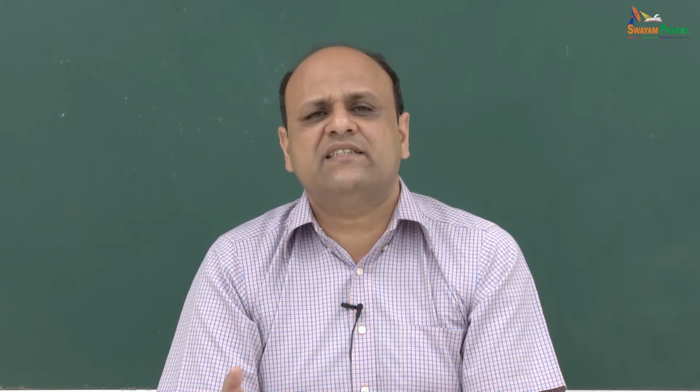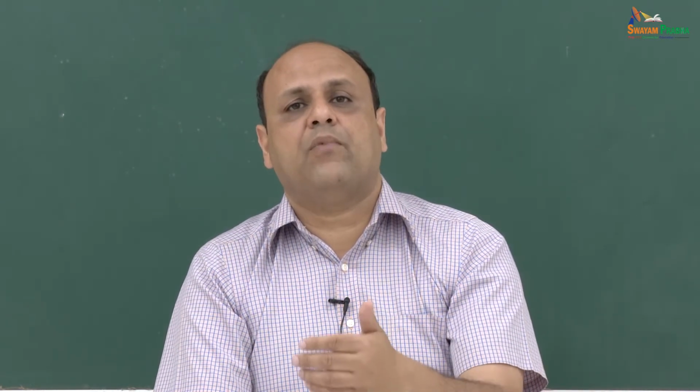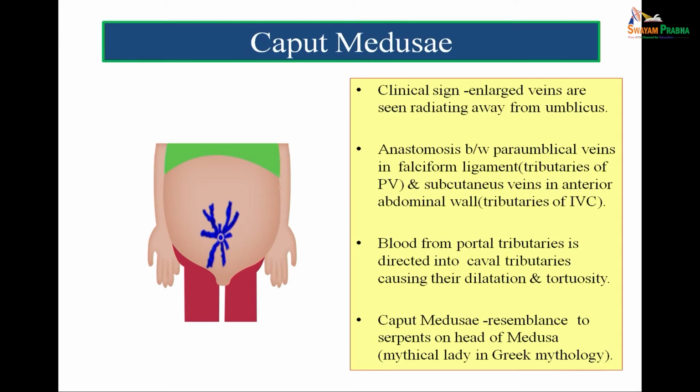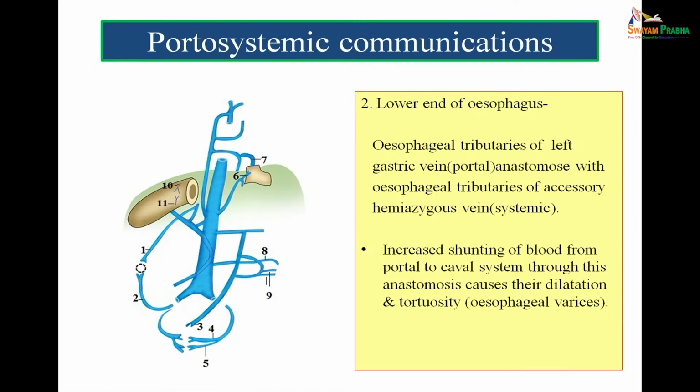So, in all these cases the portal pressure is increased, and the increased portal pressure manifests clinically by opening up of portosystemic anastomosis. Caput Medusae, the name has been given, it's a fancy name, it has been given due to resemblance to serpents on the head of Medusa. And who was Medusa? A mythical lady in Greek mythology. So, this figure is very important when we talk of portal hypertension and its clinical sequelae.